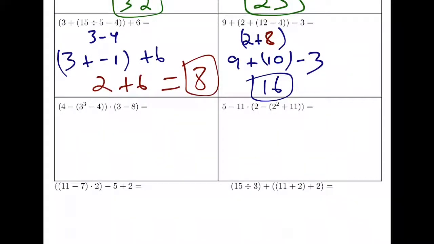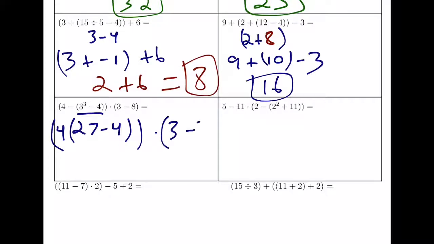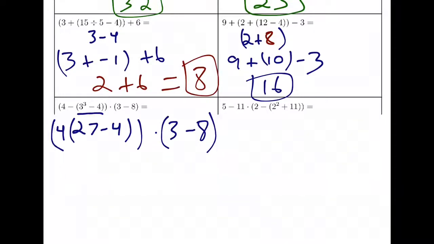For these last 2, notice I have nested parentheses again, so I will begin with the innermost parenthesis, which is here. And within that set of parentheses, I have exponents and subtraction. So I do the exponent first. 3 cubed is 3 times 3 times 3. So that is actually 27 minus 4. And everything else stays the same. So let's continue with that inner layer of parentheses.